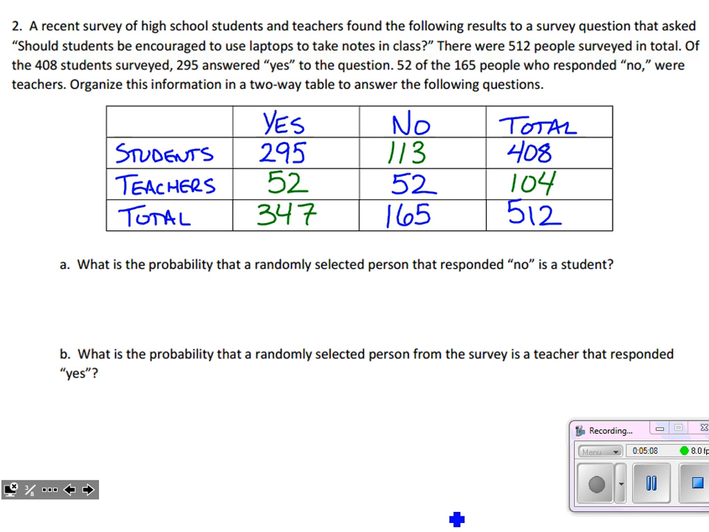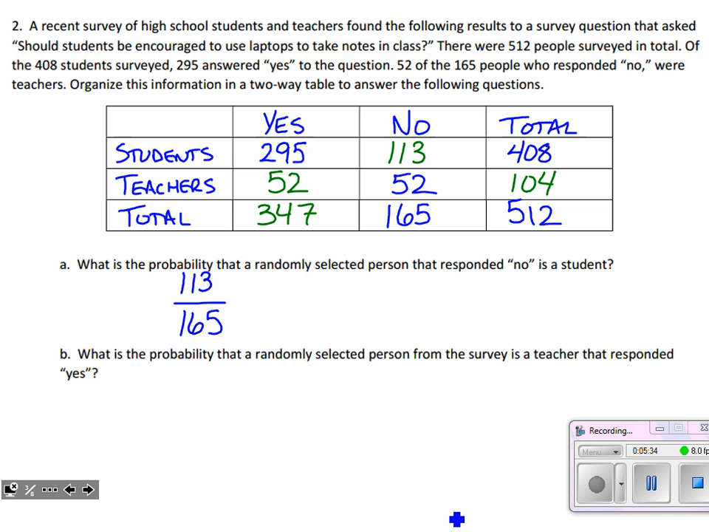So we're only selecting a person that responded no. Okay, that means we're only choosing out of 165, only out of the people that answered no. What's the probability that that is a student? Well, the students that answered no, there were 113 of them. So 113 over 165, and that does not simplify, so we can leave that as our answer or have a decimal equivalent. Again, rounded to 4 places for accuracy.